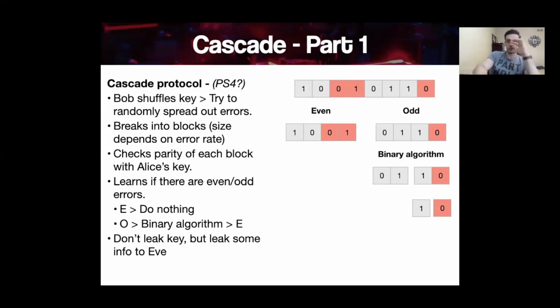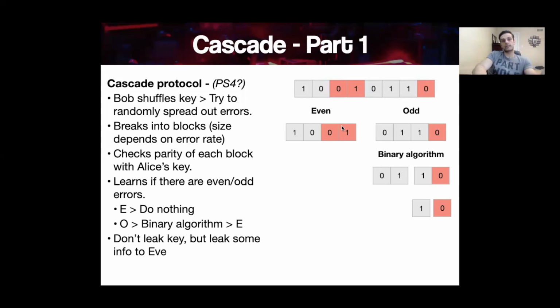Really, the shuffling isn't for more security. It's just to try to spread out the errors as best they can, in case there's some systematic reason why errors during some period of time built up. Say the channel was faulty for some time or whatever it may be.